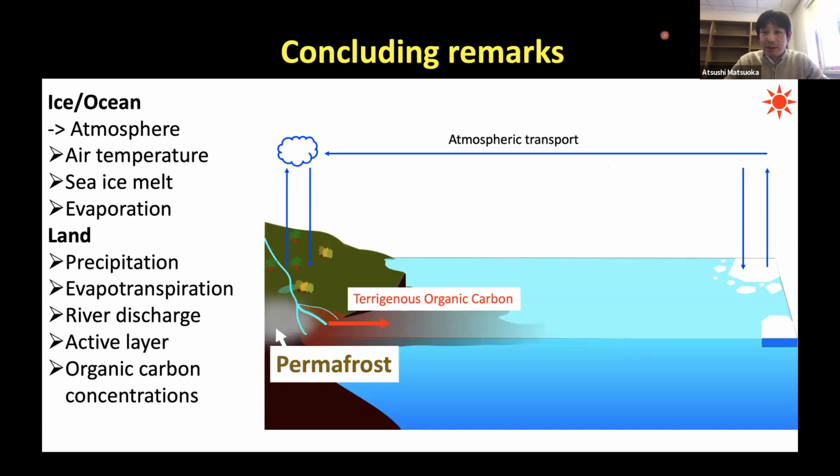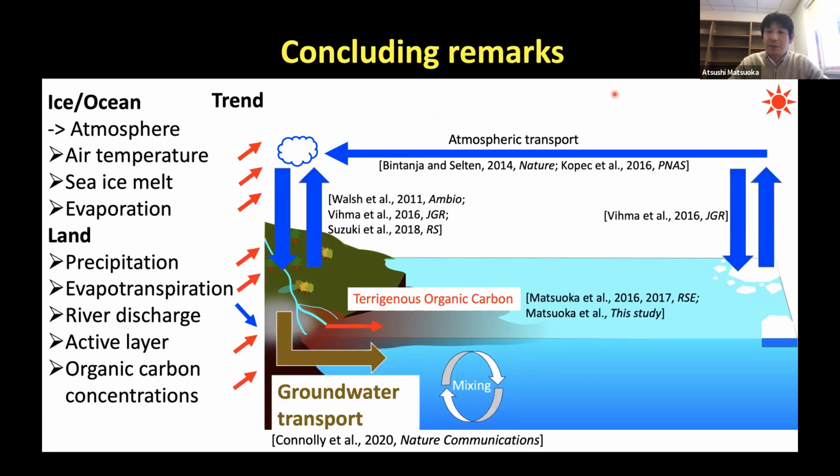To summarize, this figure represents the classic hydrological connection between sea ice, ocean, and atmosphere. So as I mentioned earlier, the hydrological connection is getting more active due to the sea ice decline in recent decades.